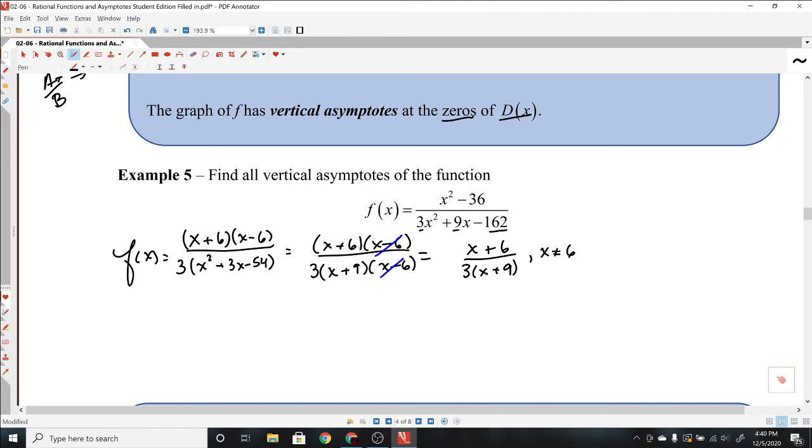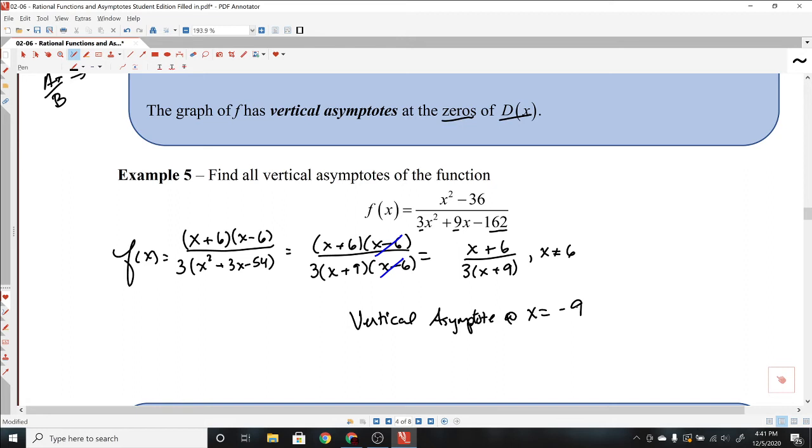6 plus 6 is 12, 6 plus 9 is 15 times 3 is 45, I get 12 over 45. Here, if I plug 6 in, I get 0 over 0. So these functions are the same everywhere except at x equals 6. So now, wherever my denominator is 0, it's at that value that we will have a vertical asymptote. So we'll have a vertical asymptote at x equals negative 9. I left out a 't' there.